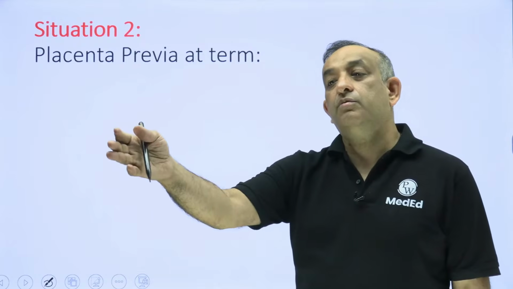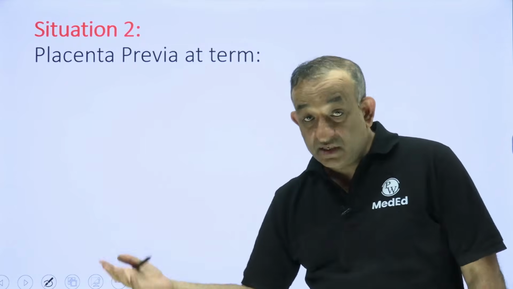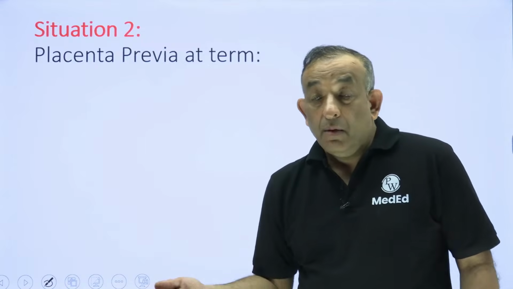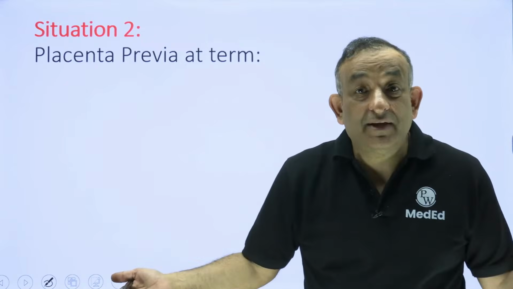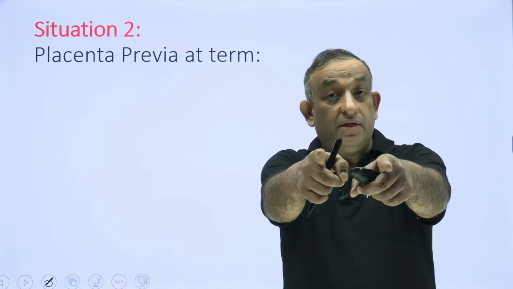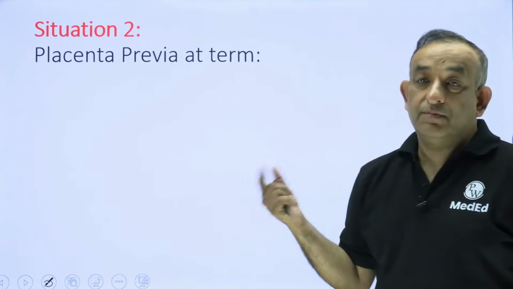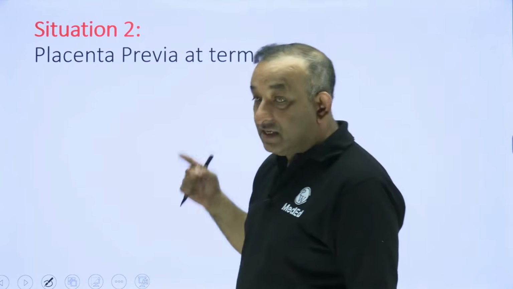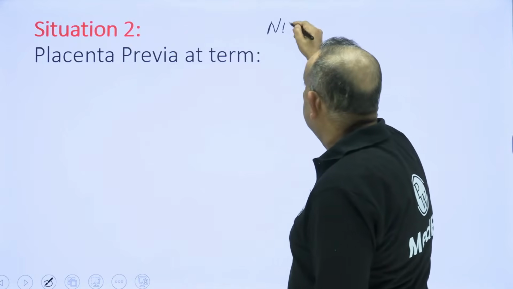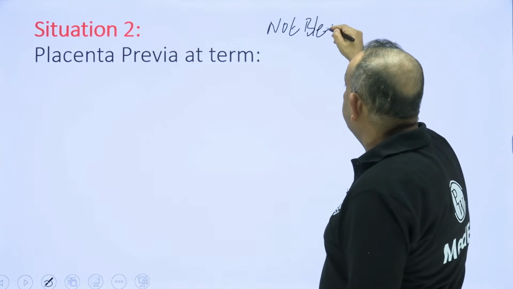Get the ultrasound done, then you bring her. If it is still covering, we'll have to do cesarean, isn't it? Cannot deliver normally. But if it has moved away, we can do normal delivery. It can move away. Remember, I told you at term it can move away. So that's the management of placenta previa at term. So if it is at term and not bleeding, please, I've told you many times, the placenta previa does not always bleed.